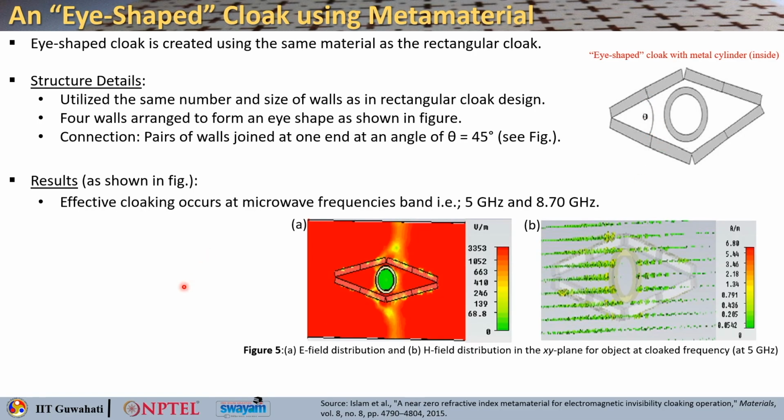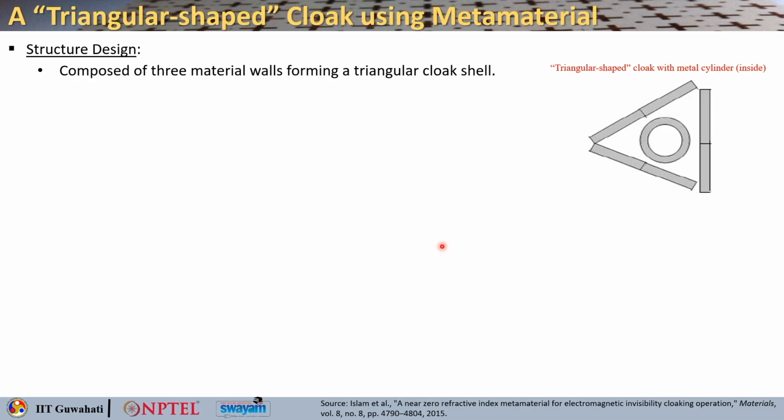And this is the result of the electric field distribution and magnetic field distribution along the xy plane for the object, considered at a cloak frequency of 5 gigahertz. You can see that the electric field outside is pretty homogeneous. That is how you can say that effective cloaking is taking place. Overall scattering width is only 0.12, so it is giving you a very little scattering signature.